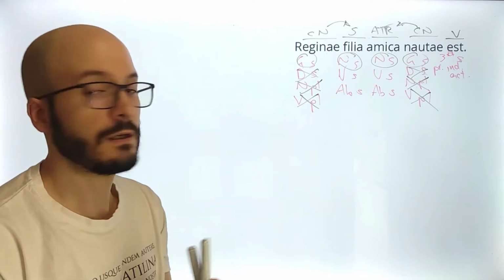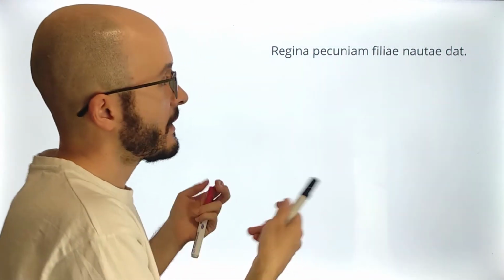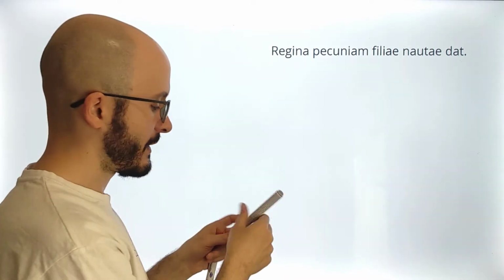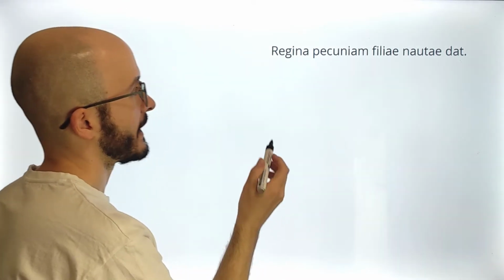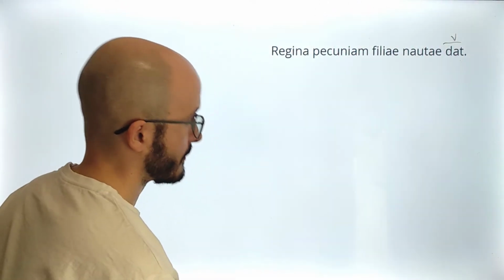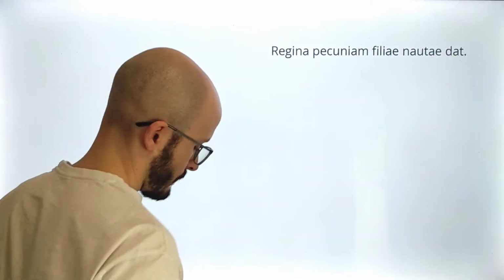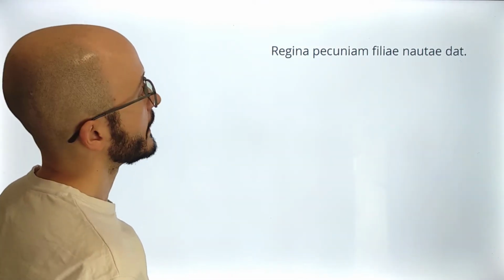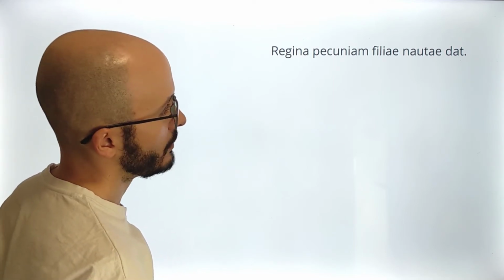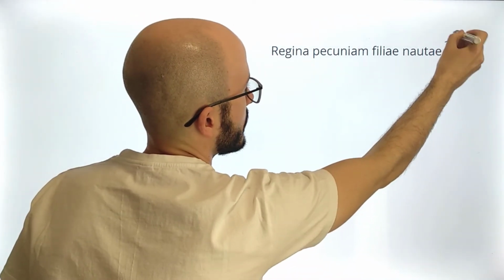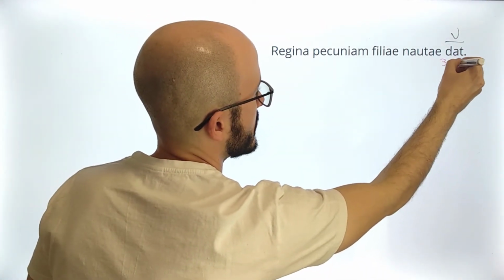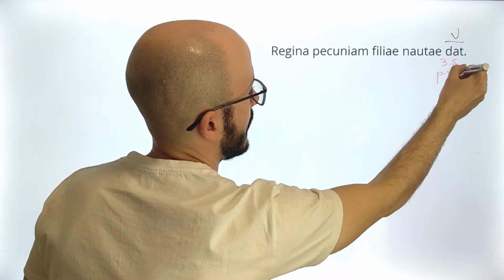Okay, and that's it. Here we have another sentence which is actually not so different from one that we have already done. So again we find, of course, first, sorry, first thing, we read the sentence. Regina pecuniam filiae nautae dat. And now, yes, we find the verb. Here, we analyze the verb. Third person singular, present, indicative, active.